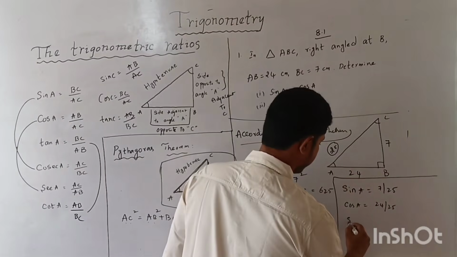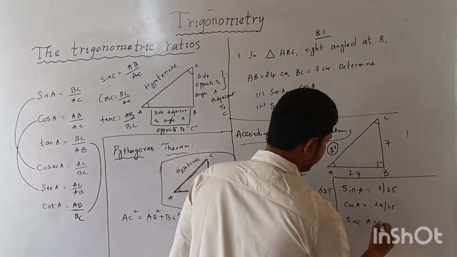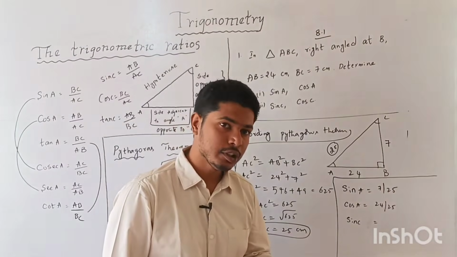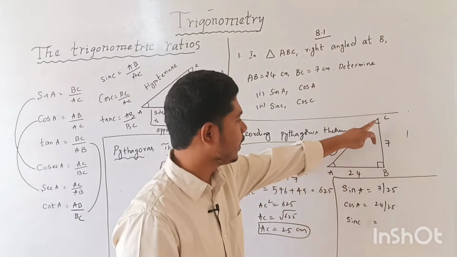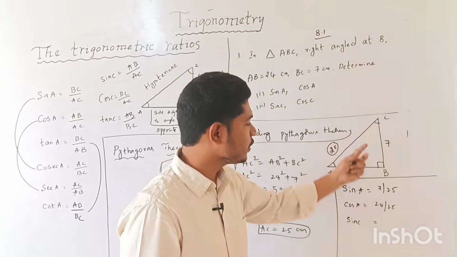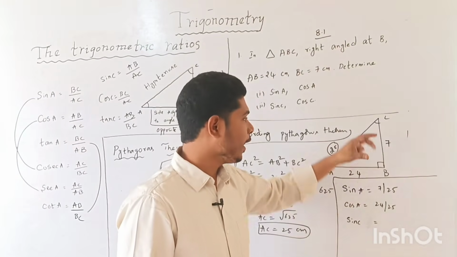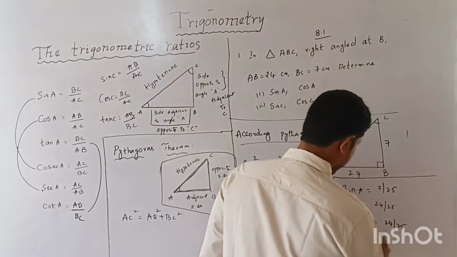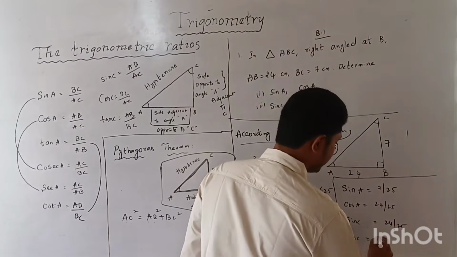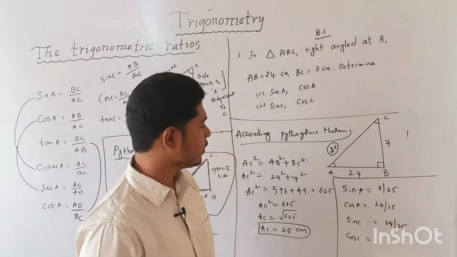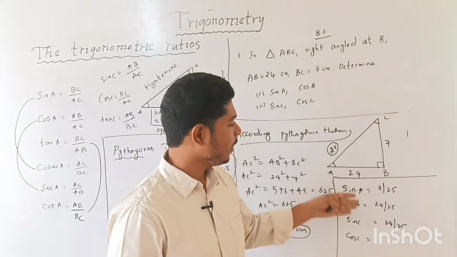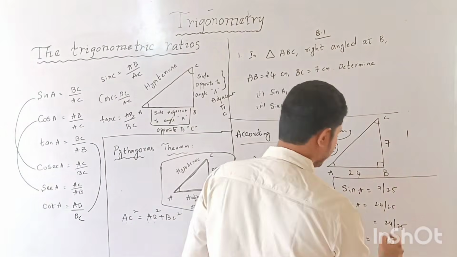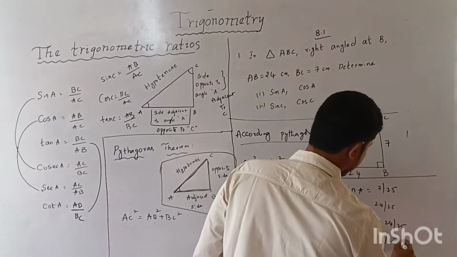Now sin C. What is the formula of sine? The formula of sine is opposite by hypotenuse. For what? For C. For C, the opposite is 24 and the hypotenuse is 25. 24 by 25. Then cos C. What is the formula of cos? The formula of cos is, we know, adjacent by hypotenuse. What is adjacent here? This is the adjacent, this is the hypotenuse. Answer is 7 by 25.